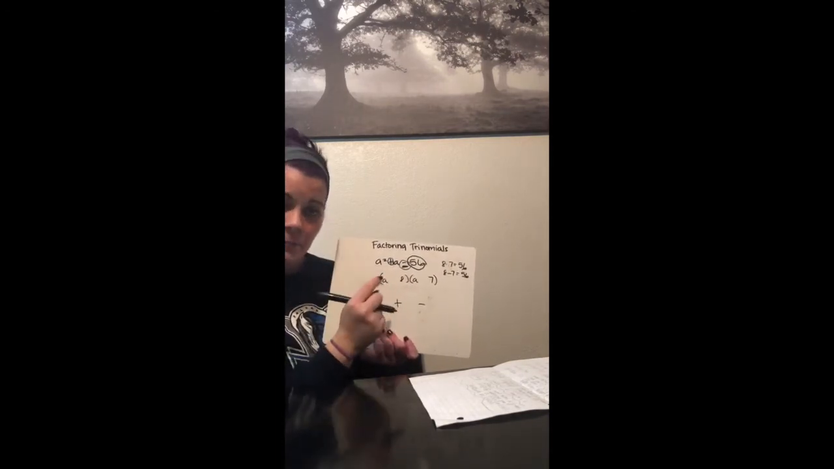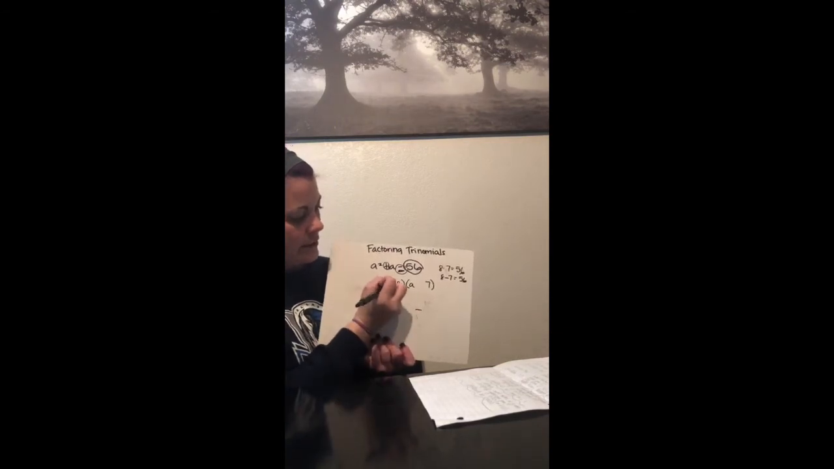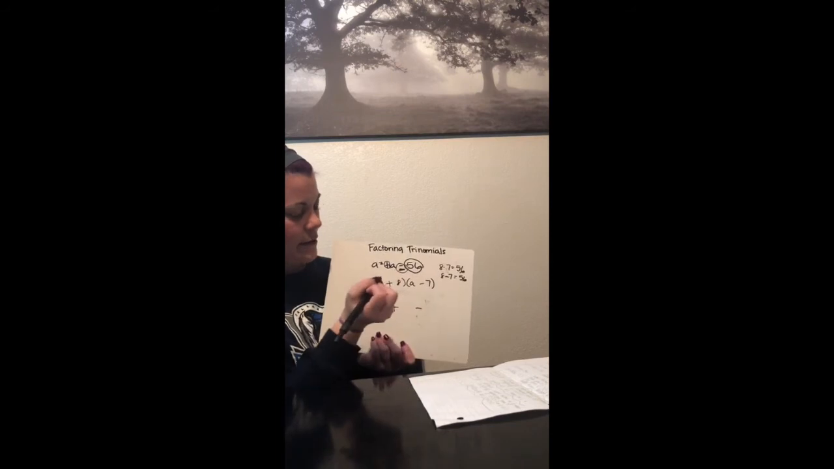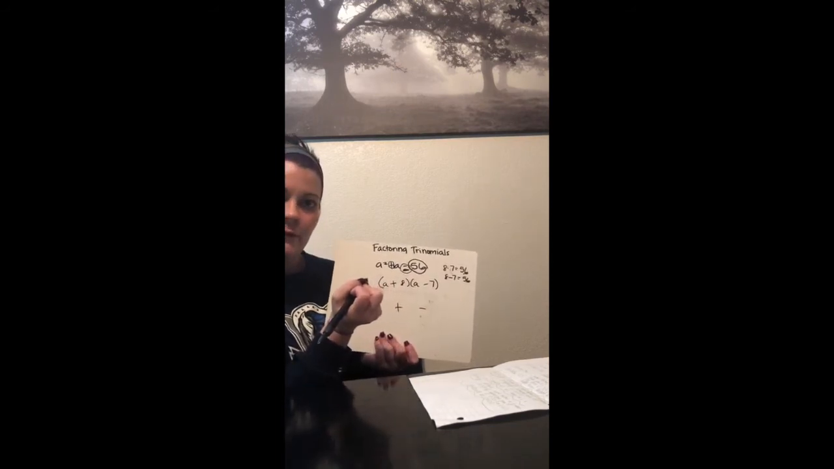So the highest number has to take that addition. So the addition goes there because 8 is higher than 7, and then right there. And there you have it, folks, factoring. Now the tricky thing is when you get a trinomial with a leading coefficient that is not 1.